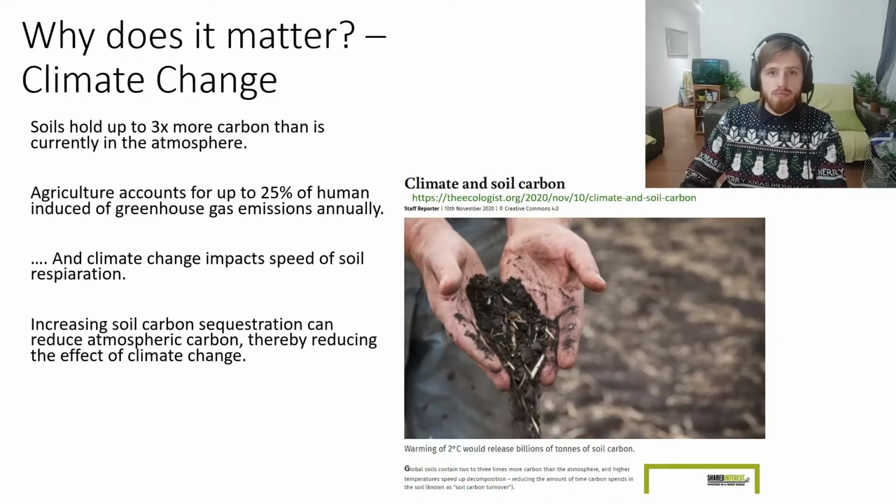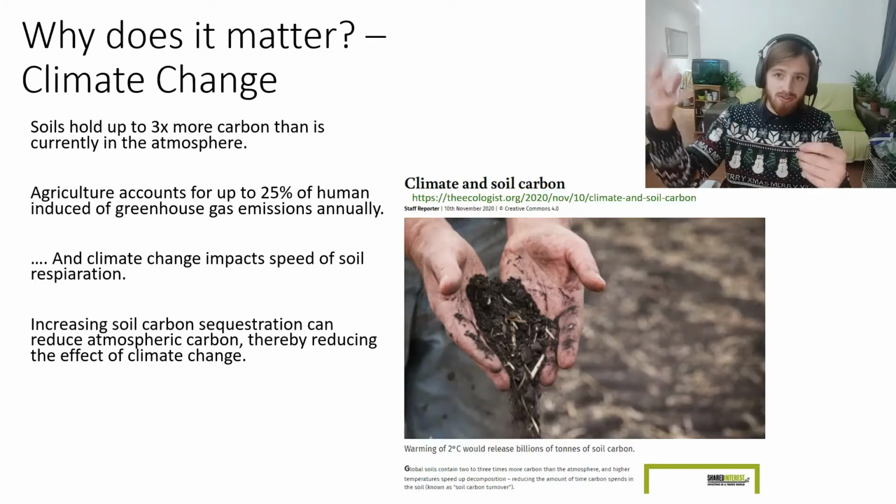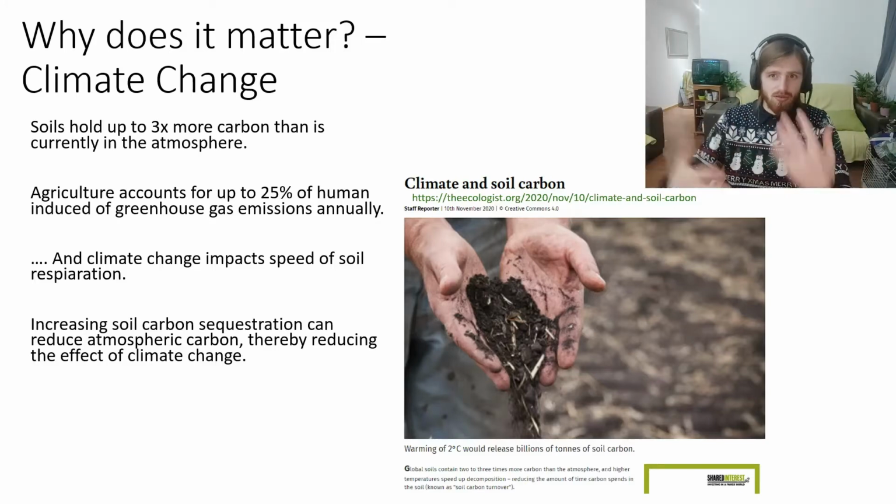So why does it matter? In the context of climate change, it's very important. The soil holds 3 times more carbon than is in the atmosphere at the moment, and agriculture is responsible for a quarter of all human-induced greenhouse gases each year. That's a big deal. Also, climate change causes a feedback loop of soil respiration increasing, which causes more climate change as carbon is released into the atmosphere, and so on.